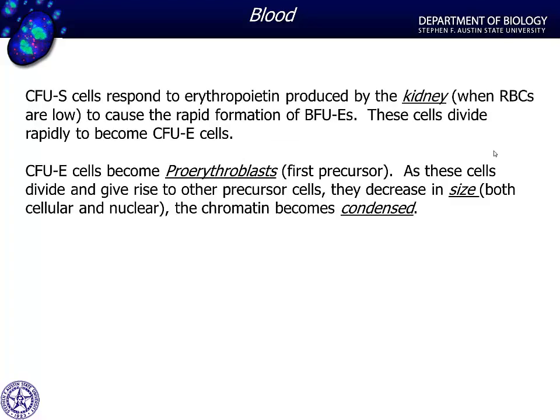So CFU-S cells, these multipotential cells from the spleen, respond to erythropoietin. Erythropoietin is produced in the kidney. It's going to cause these cells to divide and form first our progenitor cell, then our precursor, the CFU-E cells. And the CFU-E cells, which are incapable of self-renewal, are going to form proerythroblast, and this is the first precursor that we really recognize and can actually identify.